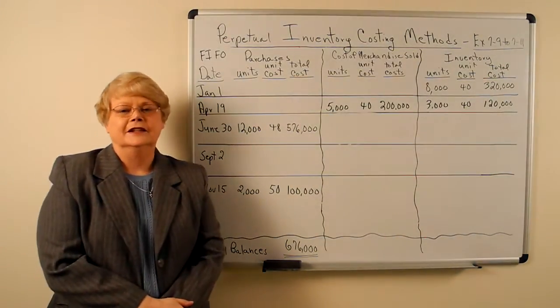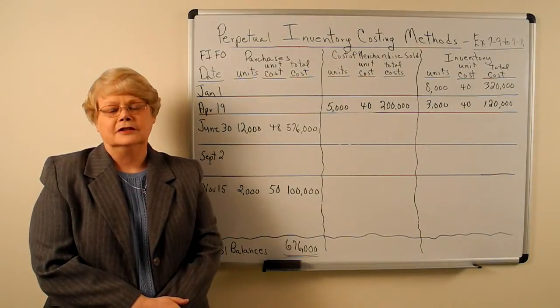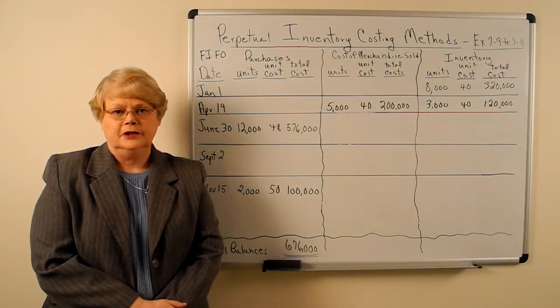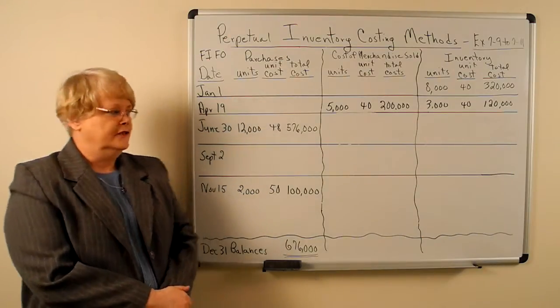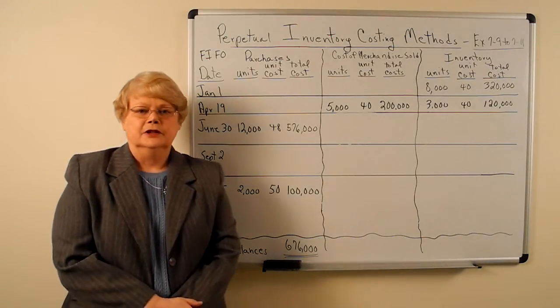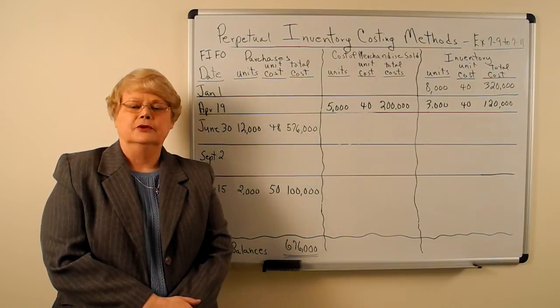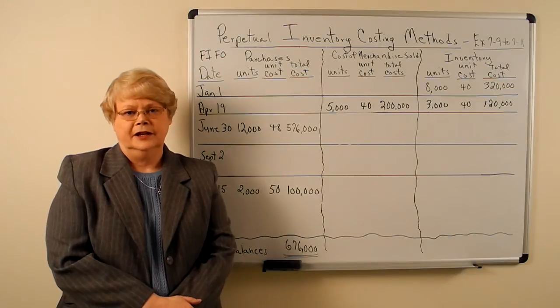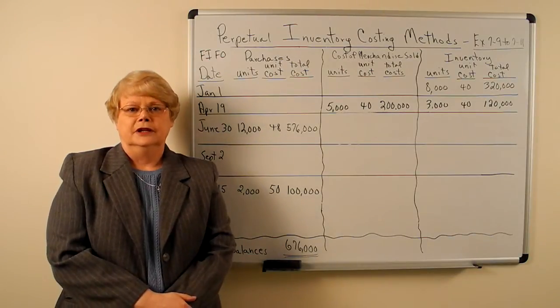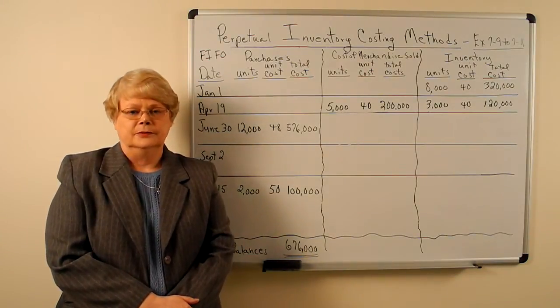Hello students, in this video we're going to talk about costing inventory using a perpetual inventory system, and the first one that we're going to look at is FIFO. In a perpetual inventory system we use an inventory cost card, and this actually serves as the subsidiary ledger for your inventory account for the general ledger.